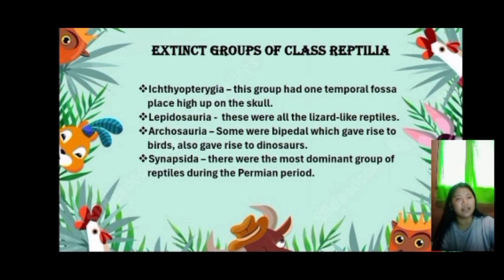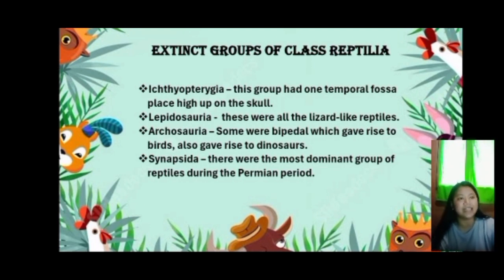There are four extinct groups of class Reptilia. These are Ichthyopterygia, Lepidosauria, Archosauria, and Synapsida. The first, this group had one temporal fossa placed high on the skull. The second, these were all the lizard-like reptiles. The third, some were bipedal, which gave rise to birds and also gave rise to dinosaurs. The Synapsida, the last, were the most dominant group of reptiles during the Permian period.